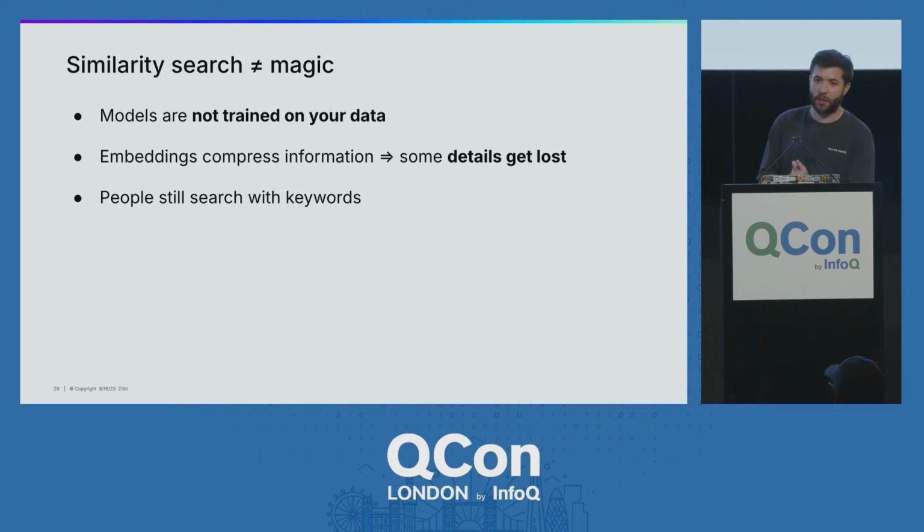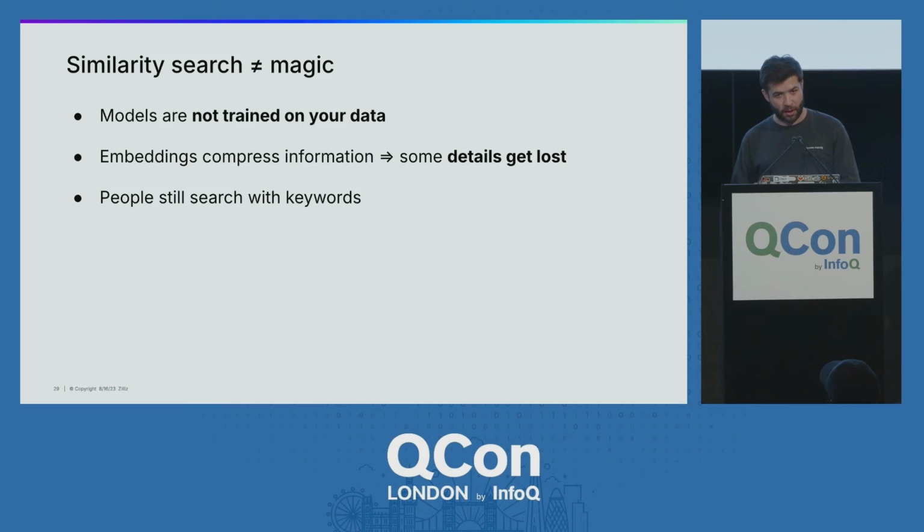Also, similarity search is not magic. Models are not trained on your data. They will not understand internal jargons. They will not understand acronyms. And embedding models also compress information, which means that some details will get lost on the way. This is inevitable. This is how it works.